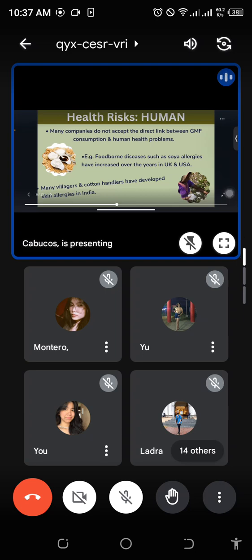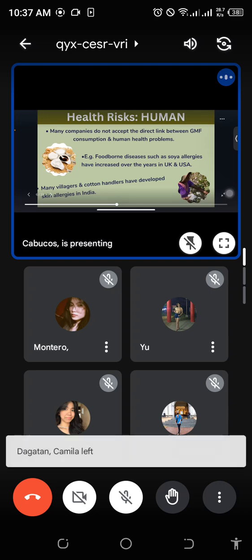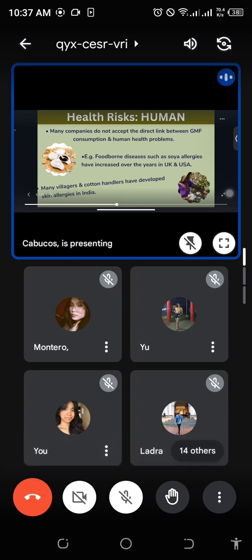So in India, there is actually a very big field for this. And the people usually don't come in with long sleeves. They just come in with their usual clothes, because they're just going to pick up the cotton balls.